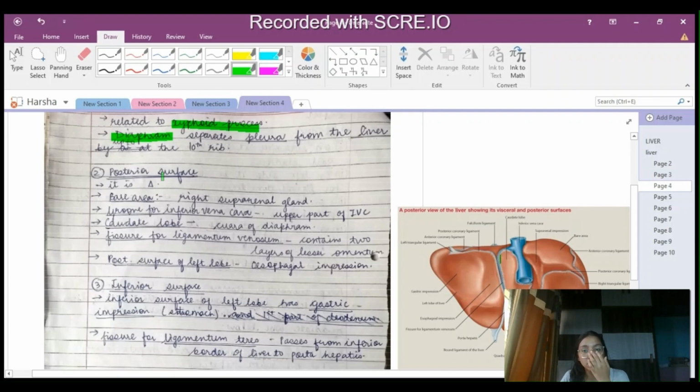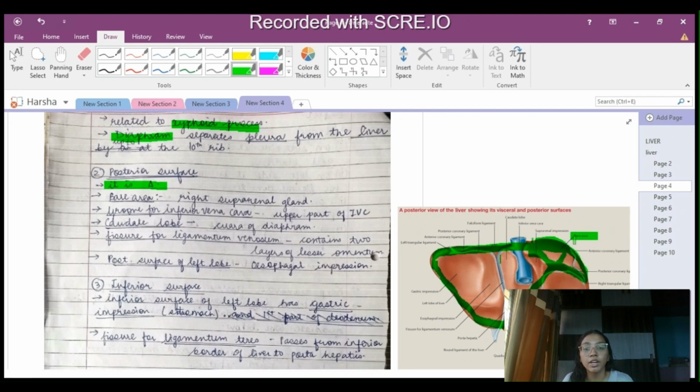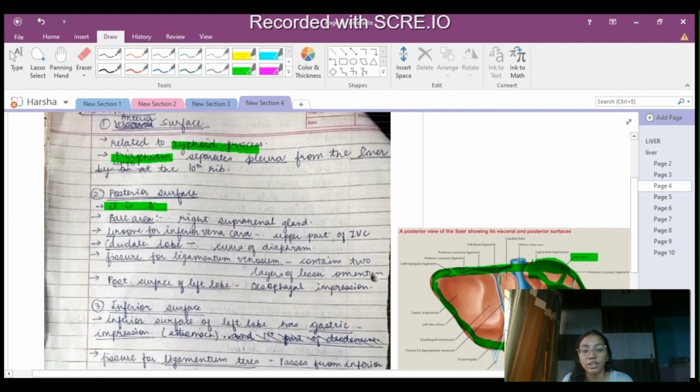Now next is the posterior surface. Look at this diagram. As you can see, this is a nearly triangular area, which is why it is called triangular. Second, we have learned that we have a bare area. This area is the bare area, and this covering is entirely the bare area. The bare area will have the lodgement for the right suprarenal gland. Clear?